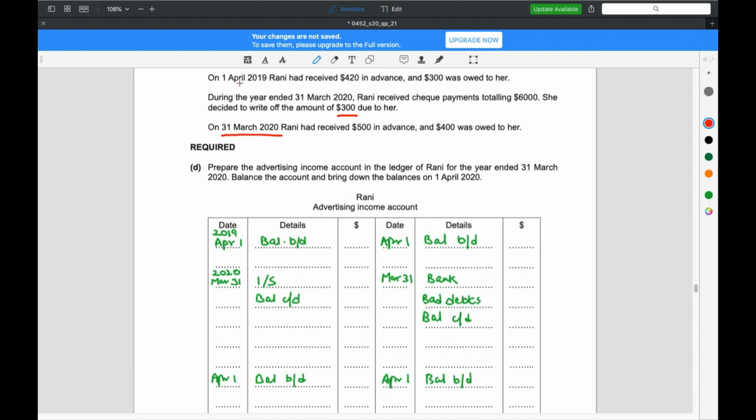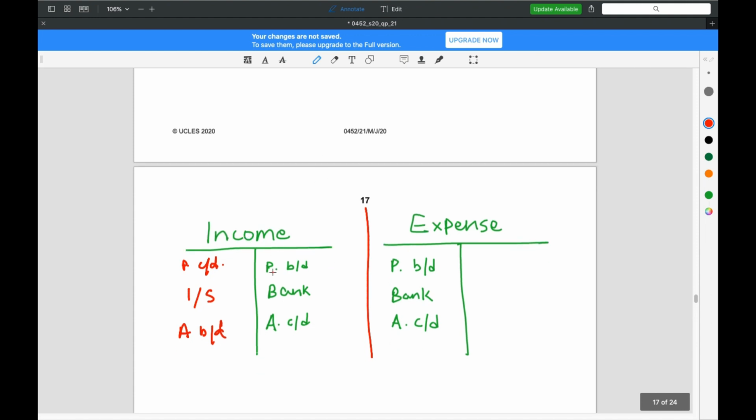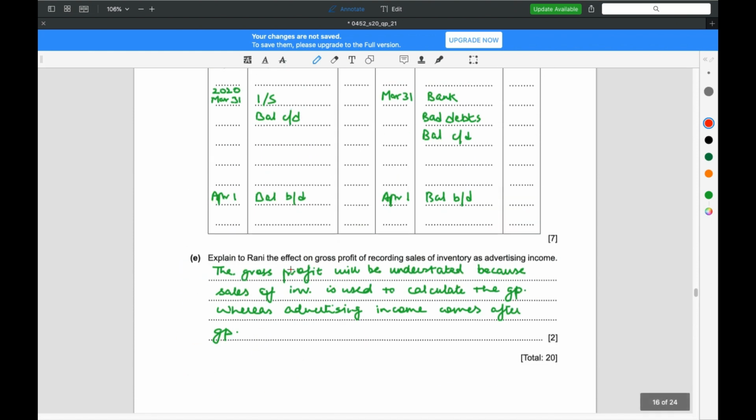all right. So on 1st April 2019, she had received. This is the start of the year. The 1st April 2019 is the start of the year, right? Rani had received 420 in advance, and 300 was owed to her. Owed to her, right? So as we saw, the prepaid brought down and the accrued carry down are both on the credit side in this case.